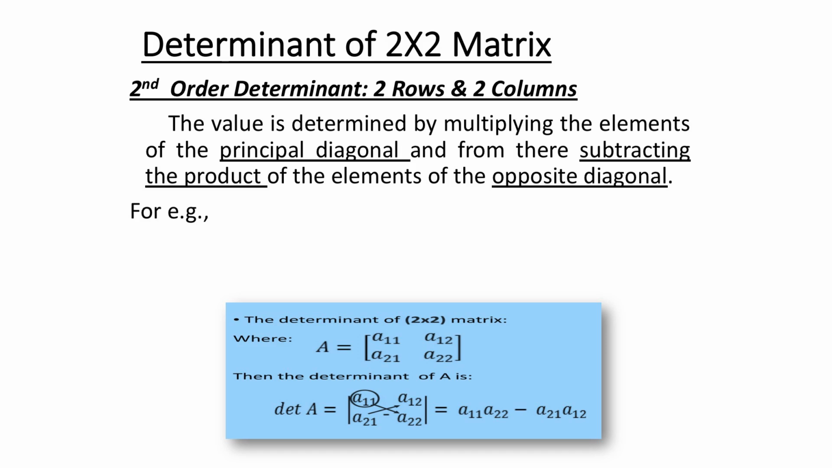So here in a matrix of order 2, how do we find out the determinant? We multiply the principal diagonal elements first. So the diagonal elements are the principal diagonal elements, right. So A11 is to be multiplied with A22, and subtracting therefrom the product of the opposite diagonal elements. You can see in the diagram it is very well represented.